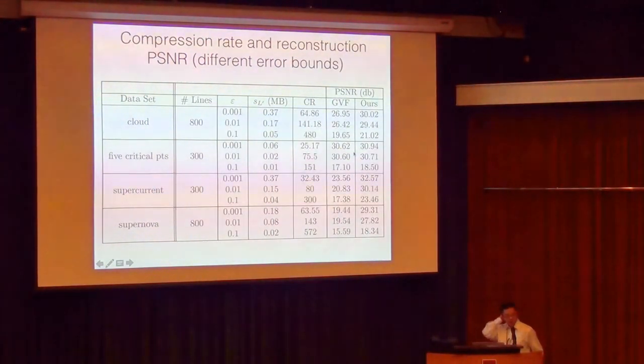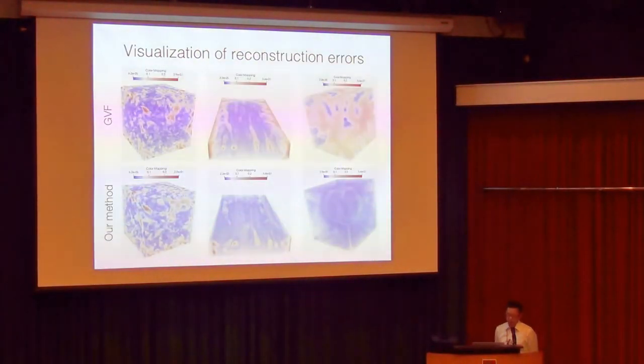We also use different compression rates and evaluate the reconstruction PSNR with different error bounds. If you specify a very small error threshold, the compression rate is relatively lower, and you are able to preserve the data quality better. If you're allowed to compress more aggressively, you achieve a higher compression rate but smaller PSNR values. Again, we're able to see that our technique outperforms the gradient vector flow, which is the common de facto standard for vector field reconstruction.